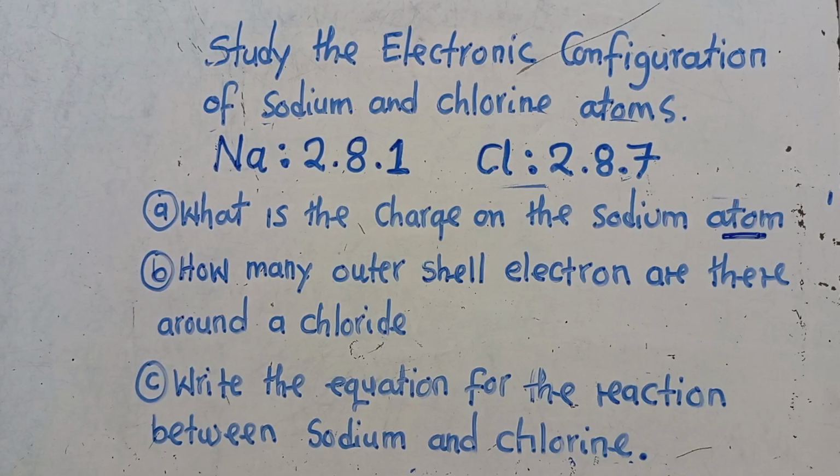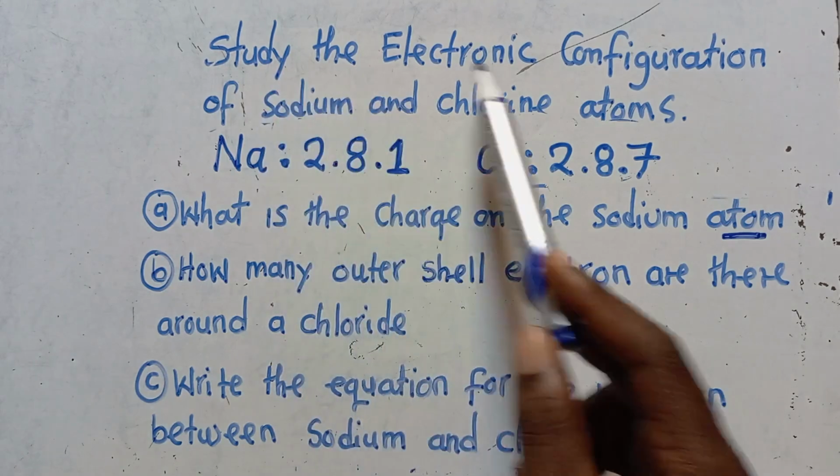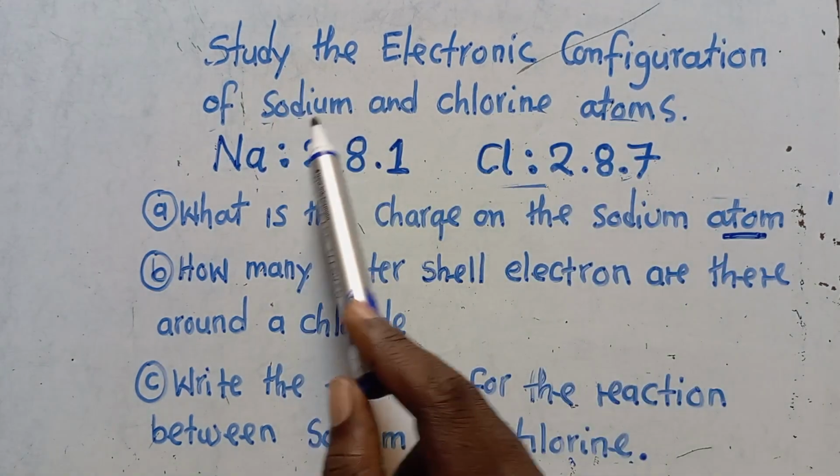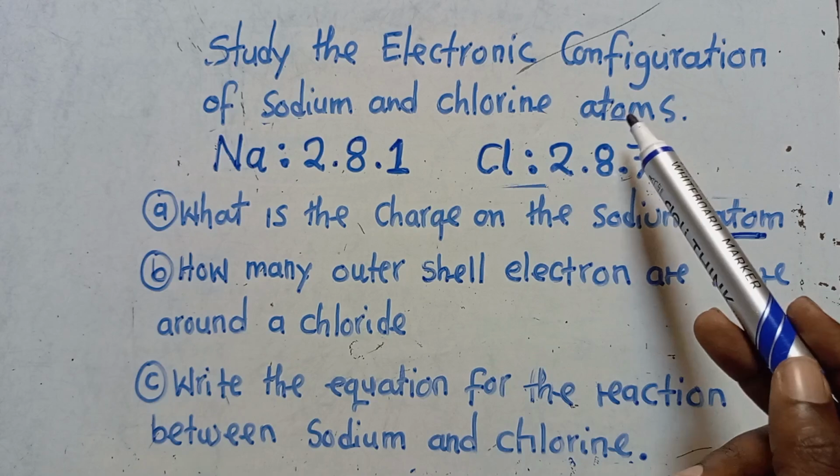Even as we look at some of these questions that are here, there are quite a lot of questions that I want us to revise through together. We'll start with these ones that are displayed here. The question is saying, study the electronic configuration of sodium and chlorine atoms.